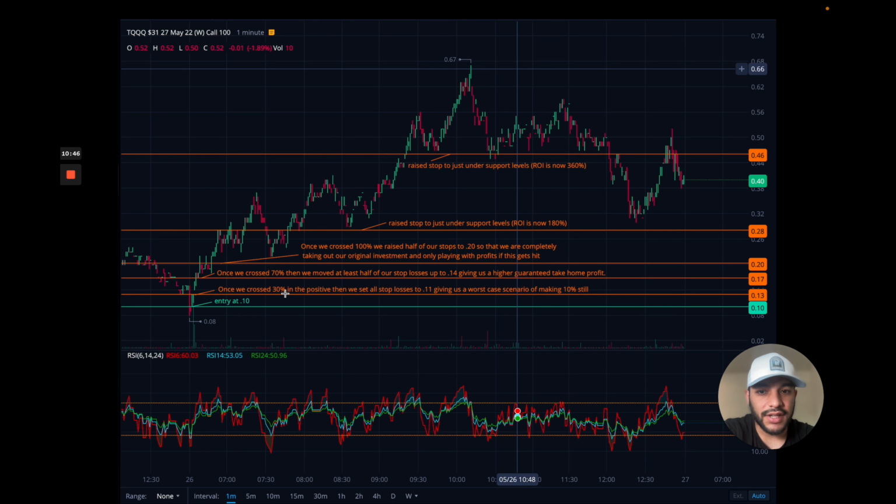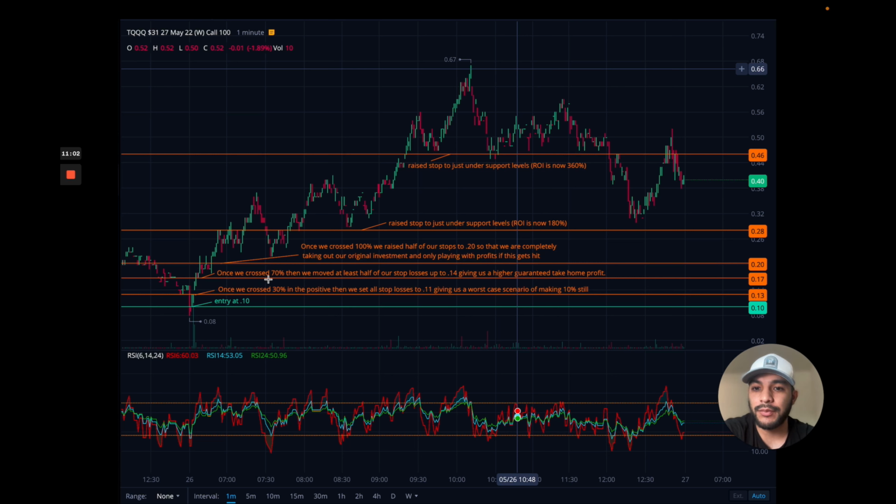So once we crossed that 30% in the positive, we set stop losses to 0.11, giving us a worst case scenario of making 10%, which is a beauty, right? If your worst case scenario is you're making money, it's beautiful. And we just kept shooting up crazy. So this is kind of that explosion that I was talking about.